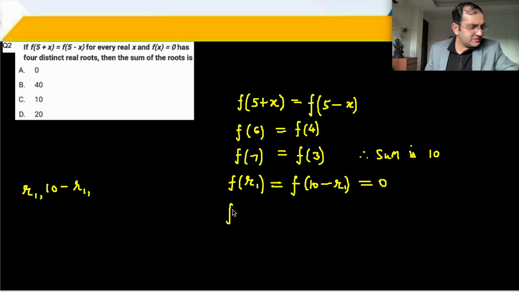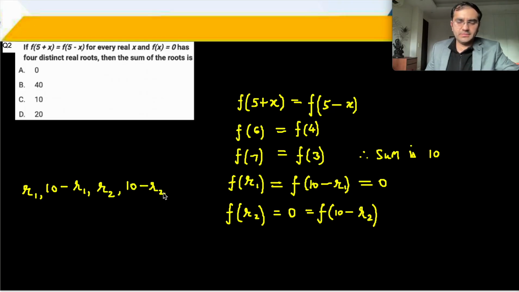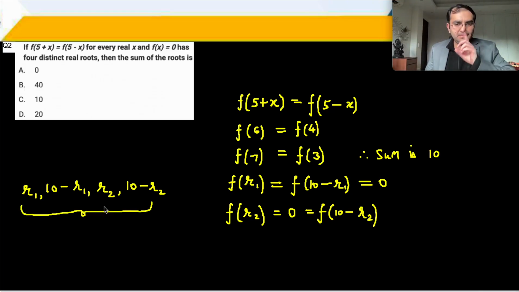And now let's consider some other different root R2, because the roots are distinct. So f of R2 is equal to 0, which will now be equal to f of 10 minus R2. So you now get the fourth root. First root, second root, third root, fourth root: R1, 10 minus R1, R2, 10 minus R2. Because we don't know the roots, the sum of the roots turns out to be 20. The answer is option D.